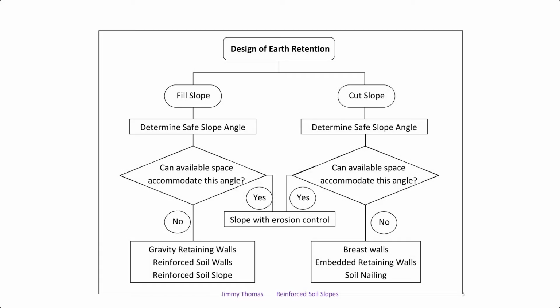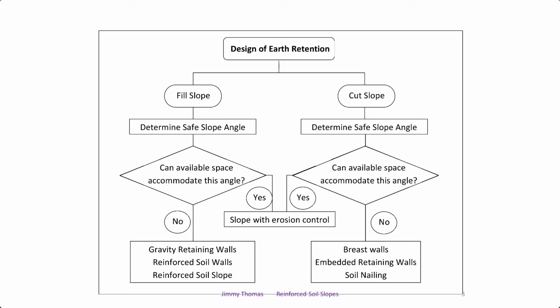So again, whenever we have an embankment or a slope, basically we have to look at the various options: what is the height, how much space is available. Then again, whether it is a fill slope or a cut slope. If it is a cut slope, of course, we have no scope for geosynthetics, we go for soil nailing only. But if it is a fill slope, we have various options.